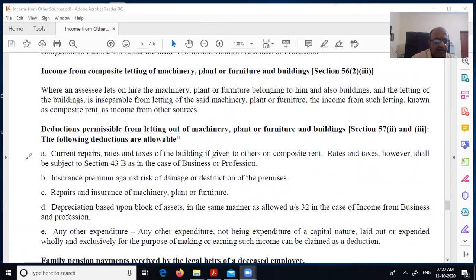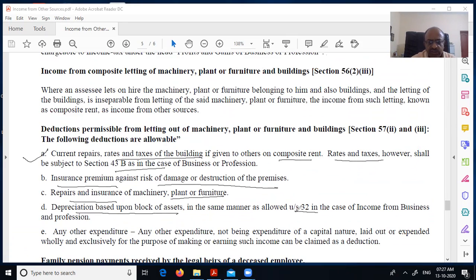deductions: current repairs, rates and taxes of the building. If on composite rent, rates and taxes, however, shall be subject to 43B. Insurance premium against risk and damage of the premises, the repairs and insurance of machinery and plant, depreciation based on block of assets in the same manner as section 32 of the Income Tax Act, and any other expenditure. Okay.